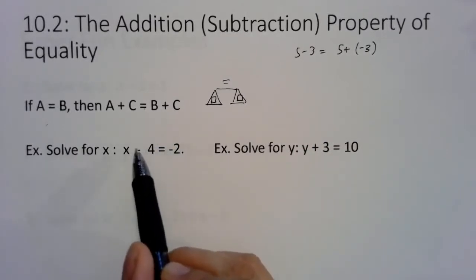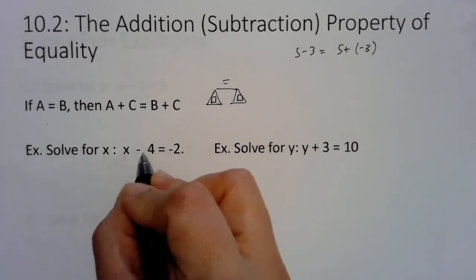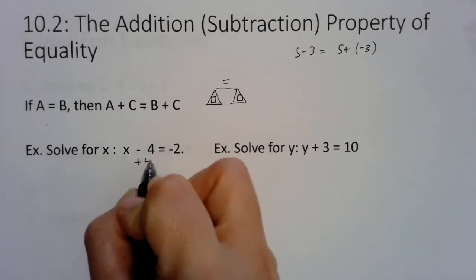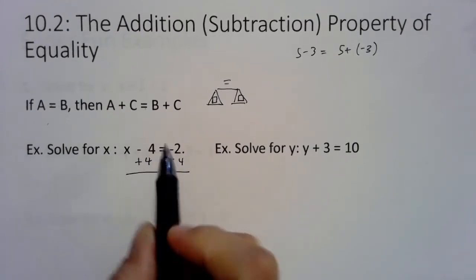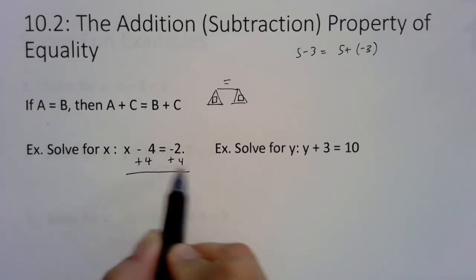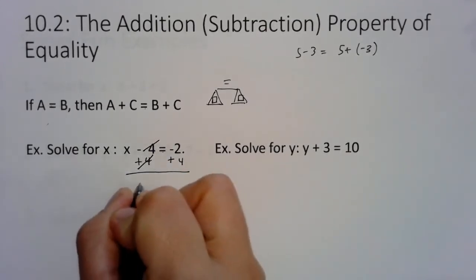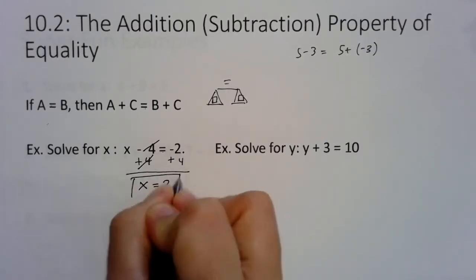So let's say here you have x minus 4 is equal to negative 2. In order to get rid of the negative 4, we want to do the opposite, which is add 4. But because of the property of equality, we want to keep the integrity of the equal sign, so we do it to both sides. This will cancel out, become 0. So then you're just left with x is equal to negative 2 plus 4, which is positive 2.